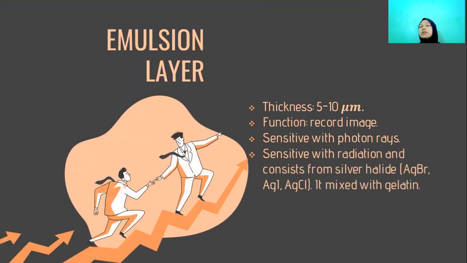The third composition is emulsion layer. Emulsion layer has a thickness of 5 to 10 micrometers. It has the function to record the image. Emulsion layer is sensitive to photon rays and radiation, and it consists of silver halide. Silver halide has three kinds, such as silver bromide, silver iodine, and silver chloride. But it is dominated by silver bromide. Silver halide is mixed with gelatin.